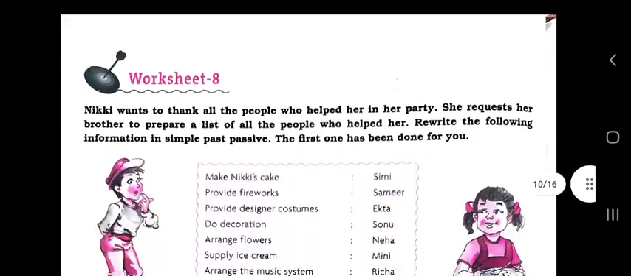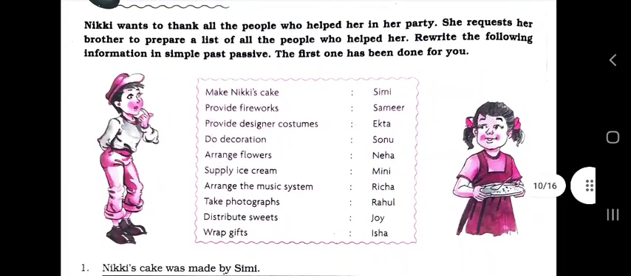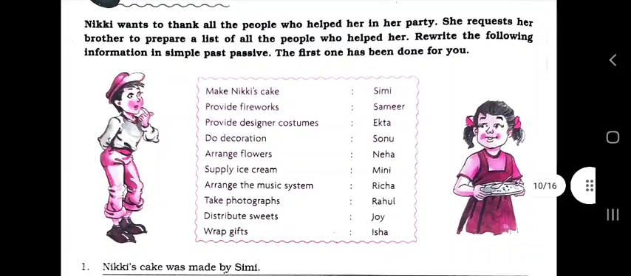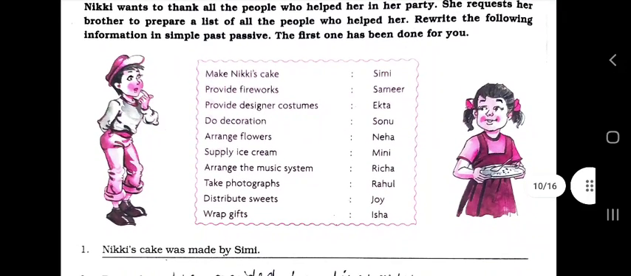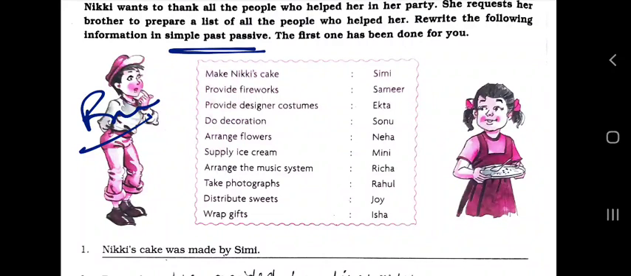Now see here. Now worksheet 8. Nikki wants to thank all the people who helped her in a party. She requests her brother to prepare a list of all the people who helped her. Rewrite the following information in simple past passive. Now see here. We have just done present continuous passive. Now we have to do what? See here, it is simple past passive.